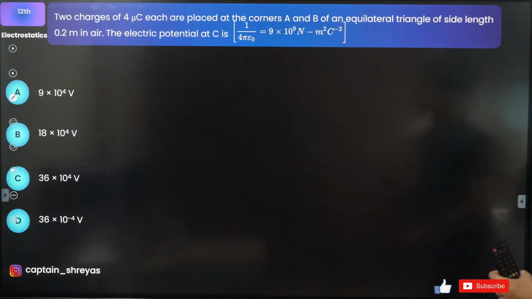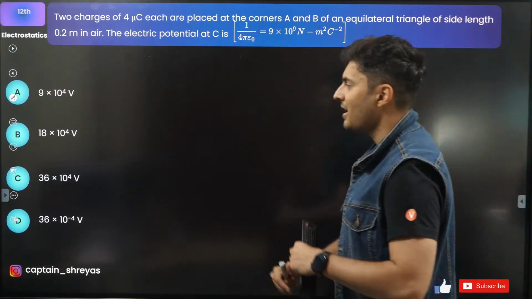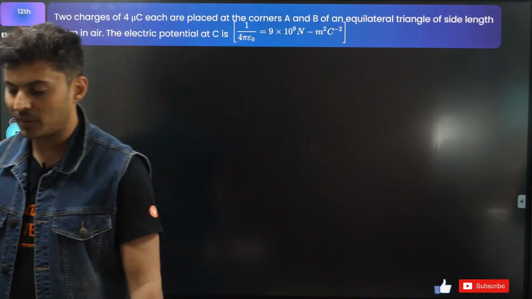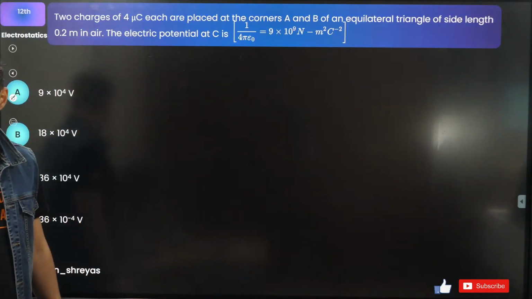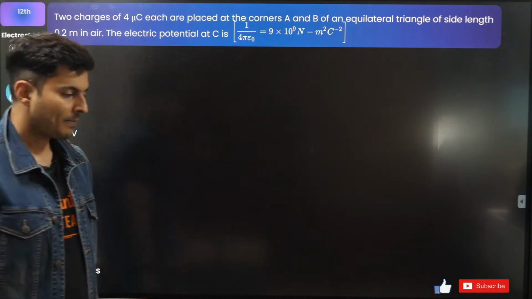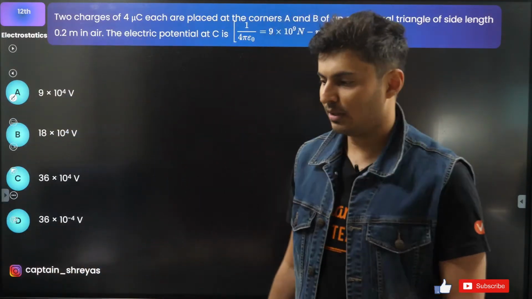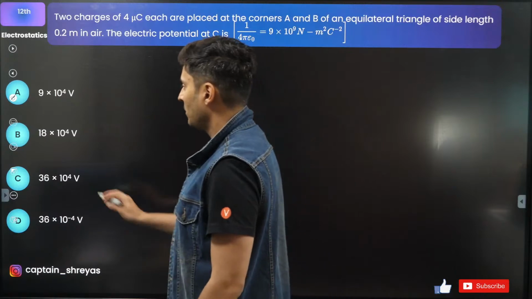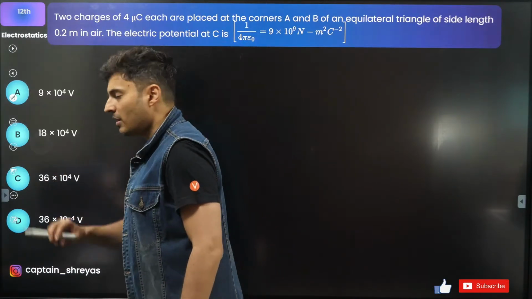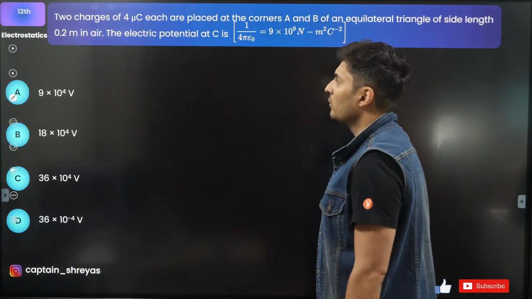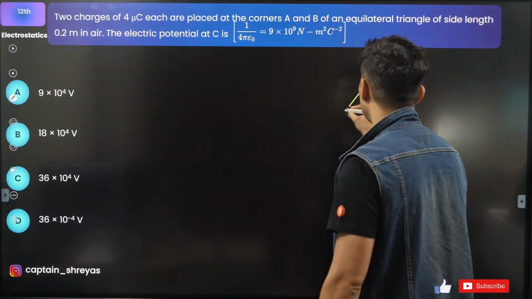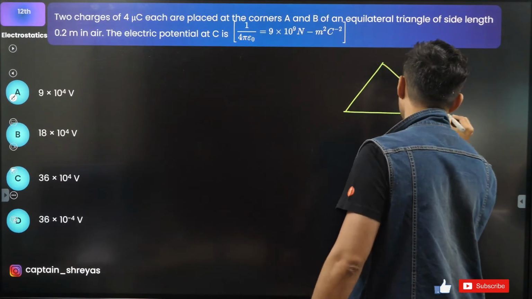Two charges of 4 microcoulombs are placed at the corners A and B of an equilateral triangle. What is the potential at point C? Everybody try to answer this. Come on, my dear students. Simple question on the formula. We're almost done. 70% of the portion, I think, for electrostatics and Gauss law is done. Few more things left. Let's see how many of you can do this question. If you draw a triangle, I think that will be better.